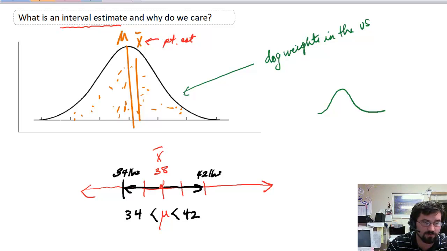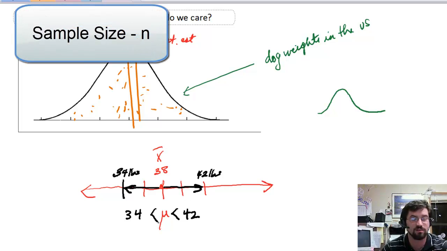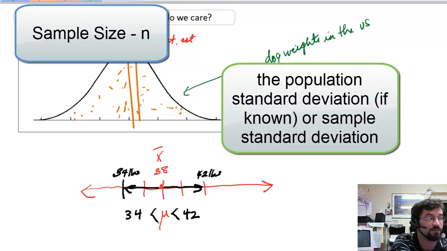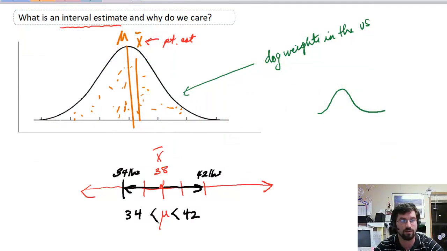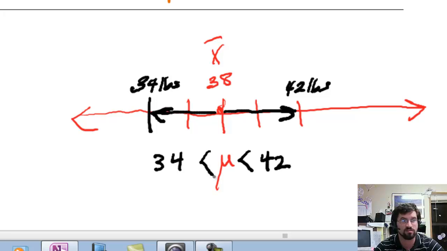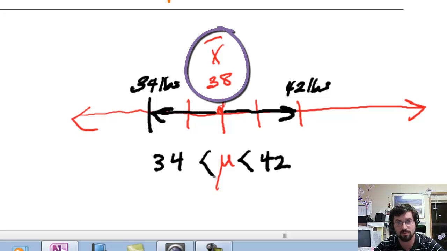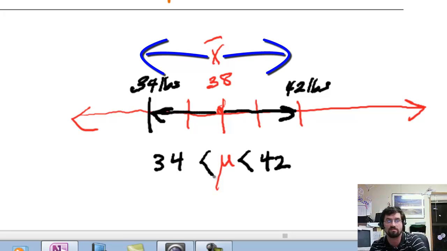Now the size of the interval is determined by a number of factors. It's determined by the sample size, the population standard deviation if it's known, or if it's not, the sample standard deviation, along with another factor which is related to how certain you want to be about the interval. So the interval acts as a buffer around your estimate. Since we suspect that the point estimate is hopefully close, we add and subtract a value in both directions. We extend our estimate outward in both directions. So we're saying, it's probably not right at 38, but it's in the ballpark.